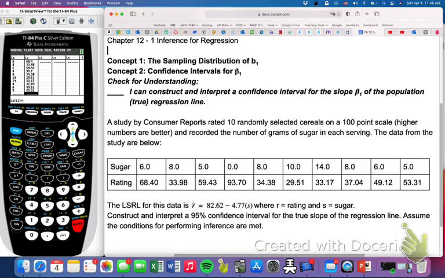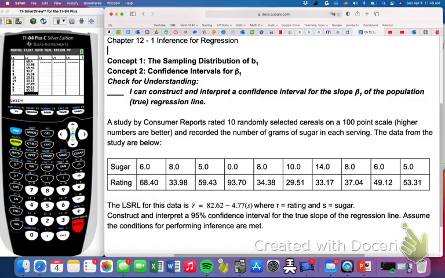So today, this is probably going to be our last CFU video. It's on chapter 12.1, and this is unit 9. Chapter 12.1 on inference for regression.